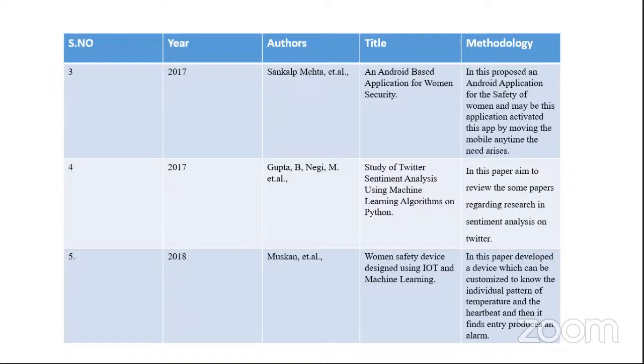And finally, in 2018, Muskan et al. proposed a women safety device design using IoT and machine learning. In this paper, they developed a device which can be customized to know the individual patterns of temperature and heartbeat, and then it produces an alarm. In this system, a wearable device has sensors that read body temperature and pulse rate constantly and send them to the Arduino board. Also on the device, machine learning and logistic regression algorithms use this training data to teach the algorithm about different risks and how to behave.